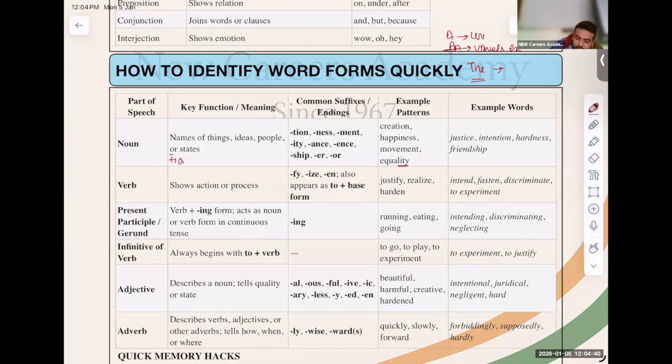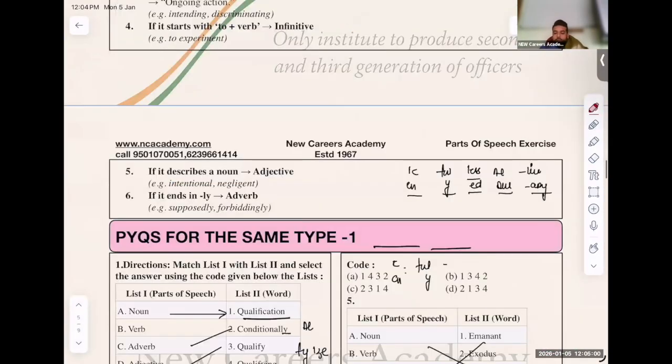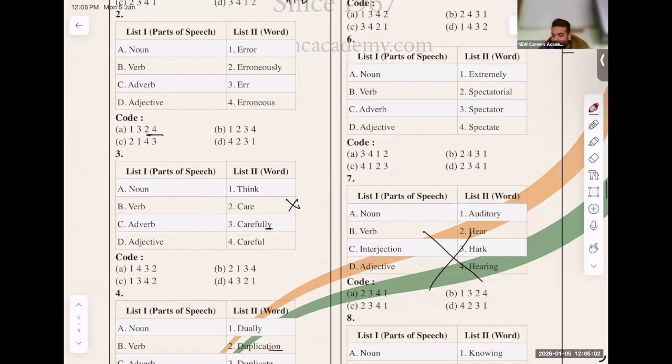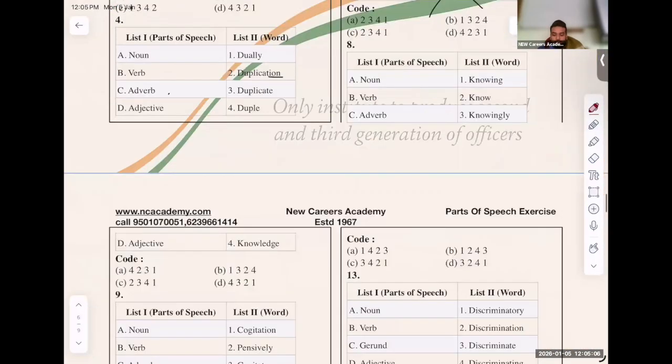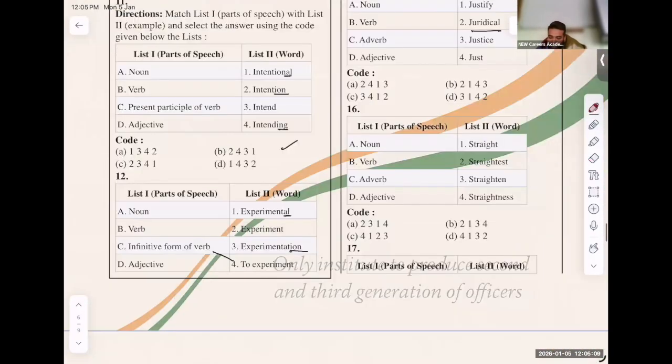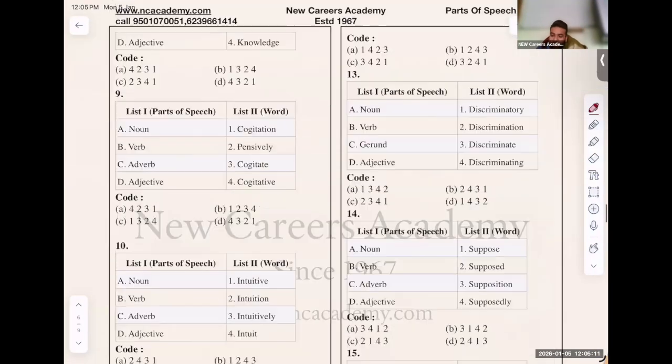Tion, ness, ment, ity. These are the suffixes at the end. Ance, ence, or, ship. Just remember it from that. So I'll just go through it. Let me complete also.